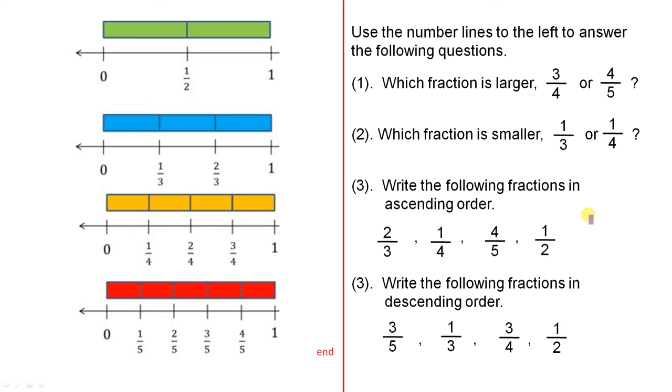Write the following fractions in ascending order: 2/3, a quarter, 4/5, and a half. And write the following fractions in descending order: 3/5, 1/3, 3/4, and a half.